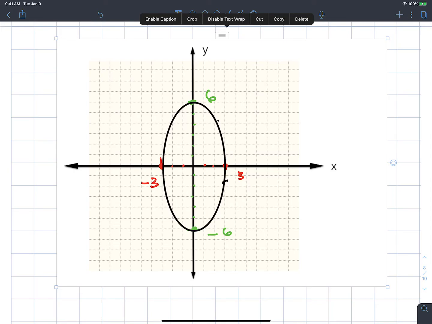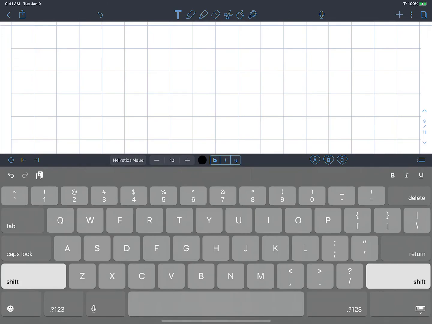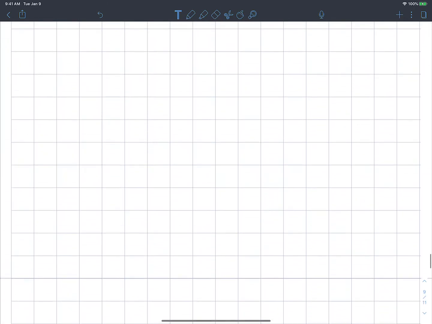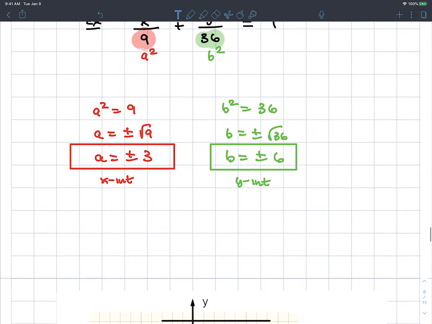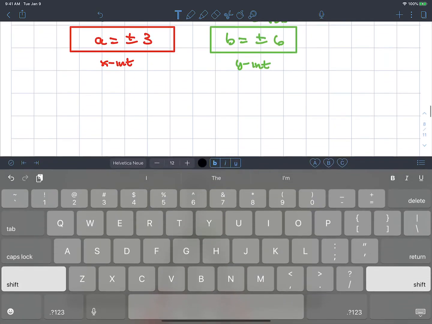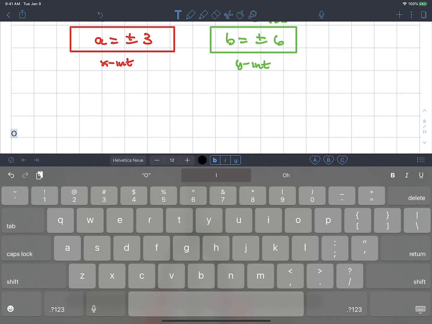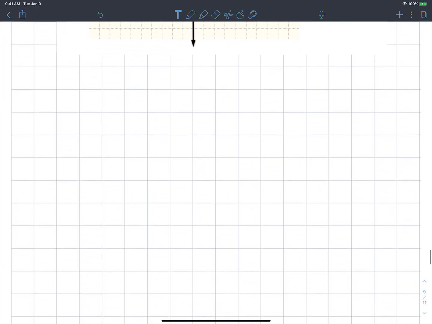So, ladies and gentlemen, there you go. That's all we need to do. Let's go back. There it is. Thought we lost it. Good. So that's how we sketch an ellipse centered at the origin and find the intercepts. And then let's give you kind of a tricky one. It's not that tricky.